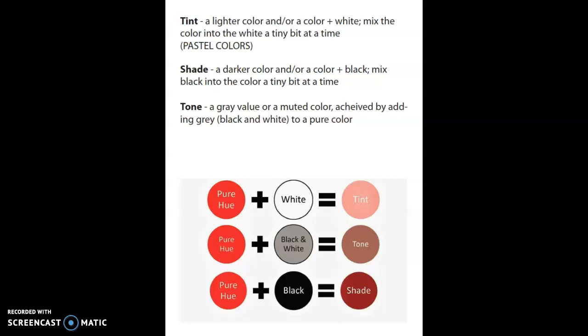So let's look at some different kinds of desaturated colors. Tints, shades, and tones. A tint would be mixing white with your pure saturated color. A tone is mixing gray, which is black and white, with your pure color. And a shade is mixing black with your pure saturated color.